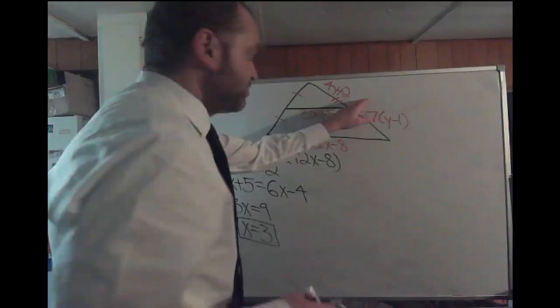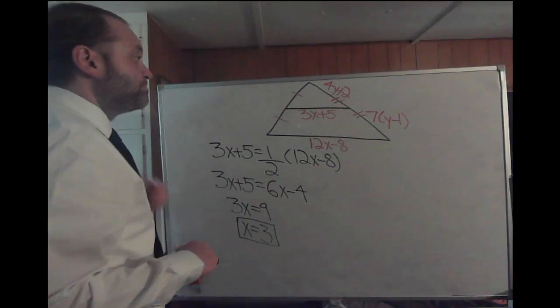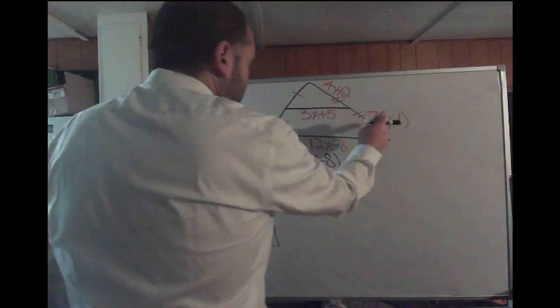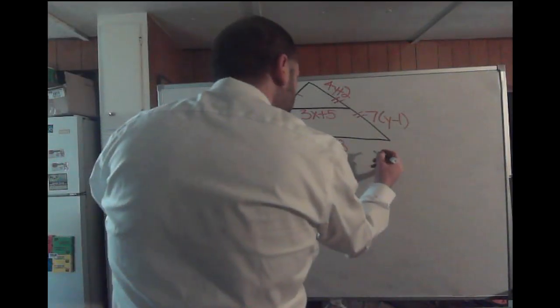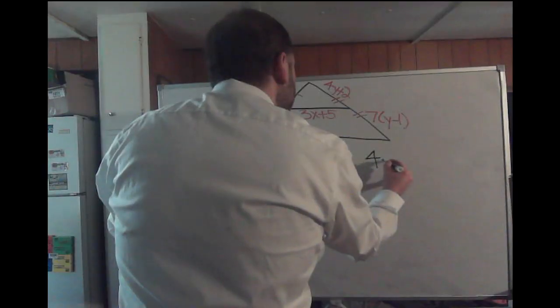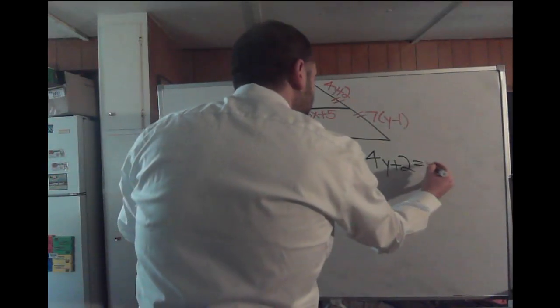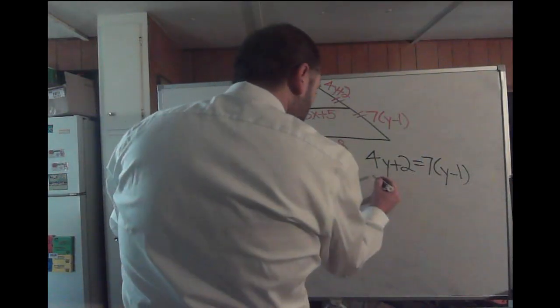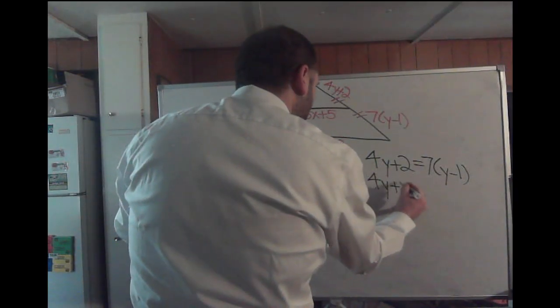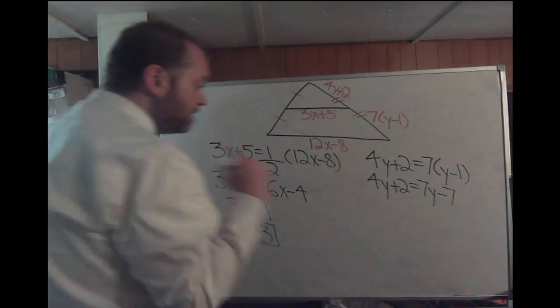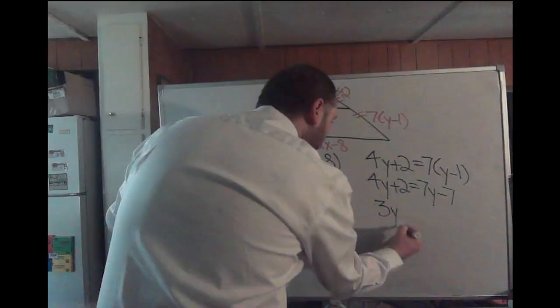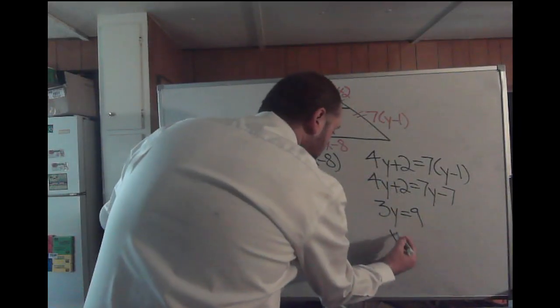Now, the y is actually going to be simpler because on the right side here, both segments are congruent, right? You have two congruent segments, so all you're going to do to solve for y is take 4y plus 2, set it equal to 7 times the quantity of y minus 1. Then when we do the distributive property, 4y plus 2 would equal 7y minus 7, which would turn into 3y equals 9, which means that y is also 3.